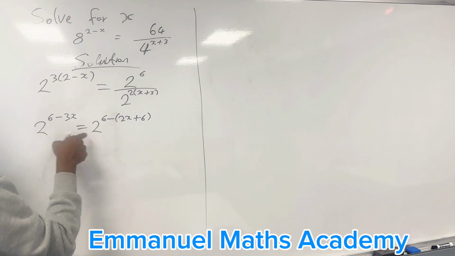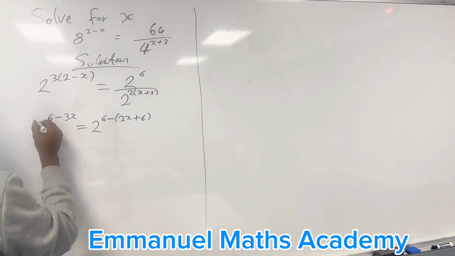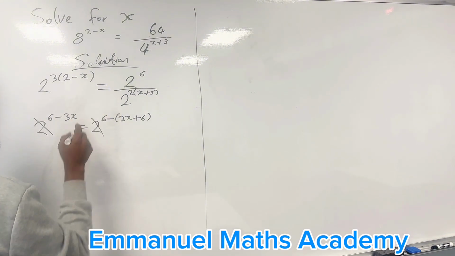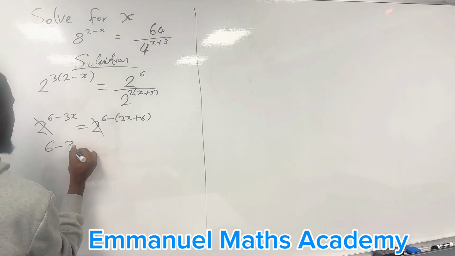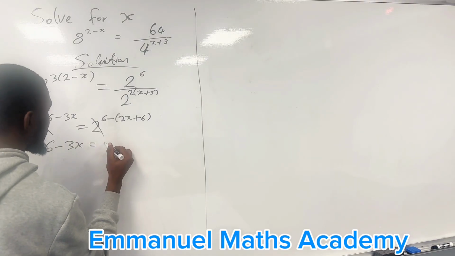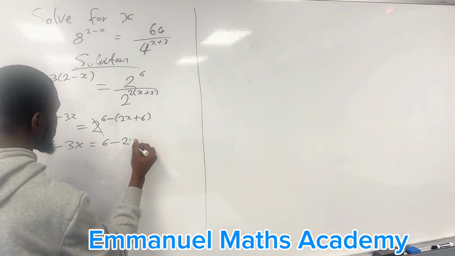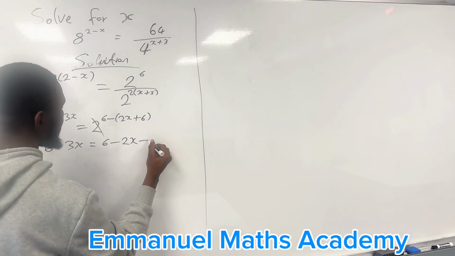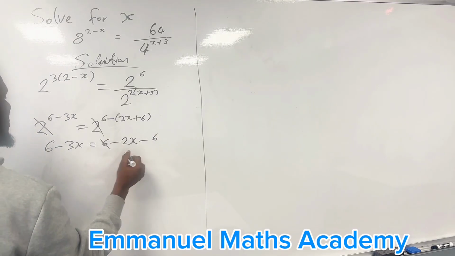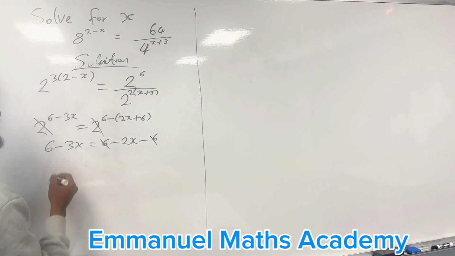Hence, since they have the same power, they have the same base, 2 will cancel 2, you equate the power. If you equate the power, you have 6 minus 3x here equal to 6 minus 2x minus 6. 6 will cancel this 6.